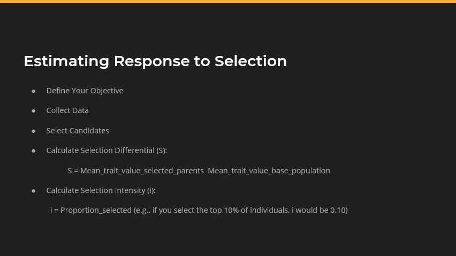After this, we'd have to calculate our selection intensity. Selection intensity quantifies the strength of selection, which depends on factors such as how many individuals are selected and how much they deviate from the mean. It can be calculated as shown, where I is the proportion selected. For example, if you select the top 10% of individuals, your I would be 0.10.